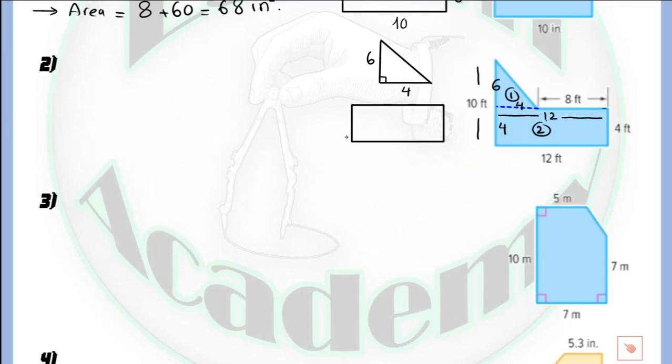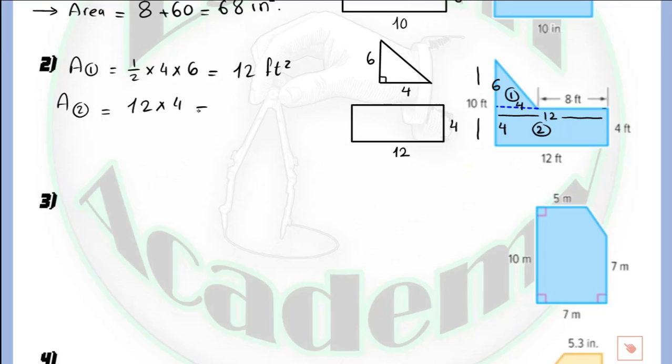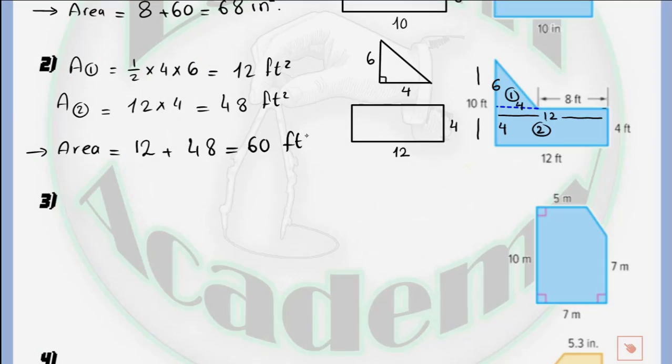Now we need to find the length and the width of the rectangle. The length of the rectangle will be equal to 12, and the width will be equal to 4. The area of number 1, which is a triangle, equals half multiplied by the length of the base multiplied by the height, which equals 12 square units. The area of number 2, which is the rectangle, will be equal to length multiplied by width, which equals 48 square units. Now we need to find the total area. We just add them. So it will be 12 plus 48. The answer will be equal to 60 square feet.